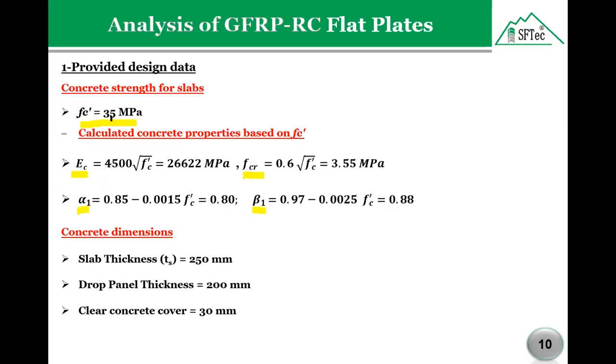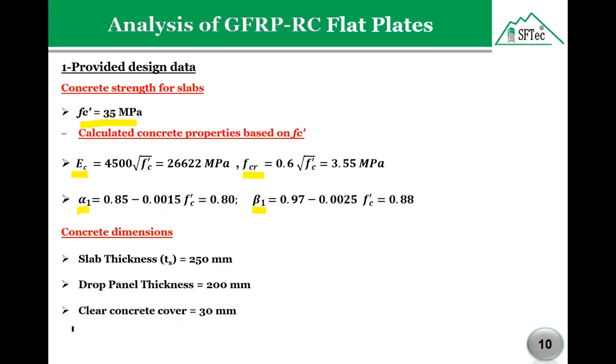So by substituting f'c in this equation and that one, here we have alpha 1 equals 0.8 and beta 1 equals 0.88. As we talked before in our plan, the concrete dimensions: the slab thickness equals 250 millimeter, the drop panel thickness equals 200, and the clear concrete cover for the bars equals 30 millimeter.